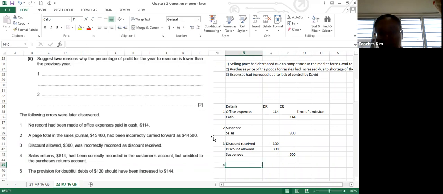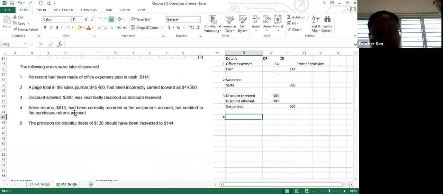Number 4, sales return 814 has been correctly recorded in the customer account but credited to the purchases return. So purchases return is on the credit side. Now we wrongly put into the purchases return account, credited. So we have to reverse the error. Purchases return, which is 814, reverse from the purchases return, and we have to put back the correct one, sales return.